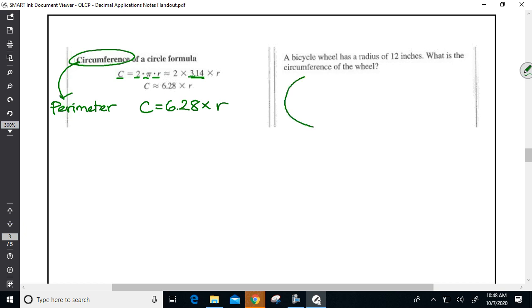So you have a wheel, radius 12 inches. So your circumference is 6.28 times 12. That's the computation we're going to do. 6.28 times 12.